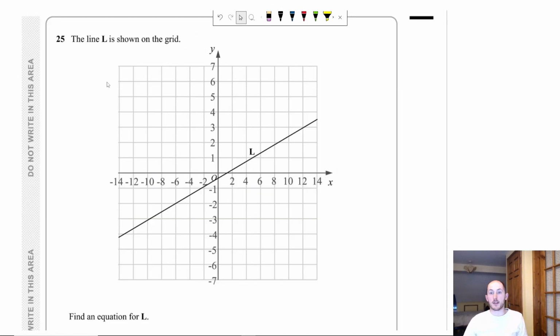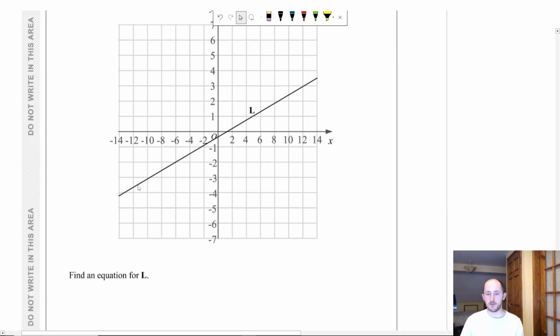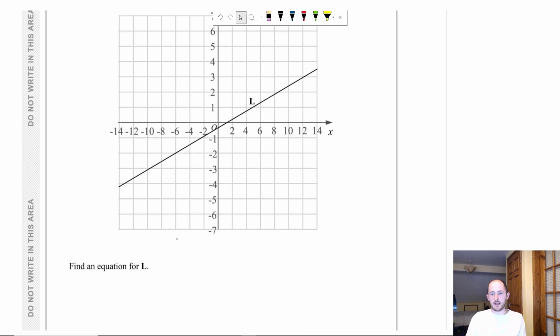So for this question, we have a line L shown on a grid, and we need to find an equation for it. So the equation of a line just looks like this: mx plus c, where the c is called the y-intercept, and it's simply where the graph, or the line, cuts the y-axis, so this axis here. So in this case, the y-intercept is right here. It's between 0 and -1, so we're going to call it -1/2. M is the gradient, which requires a little bit more work to do.